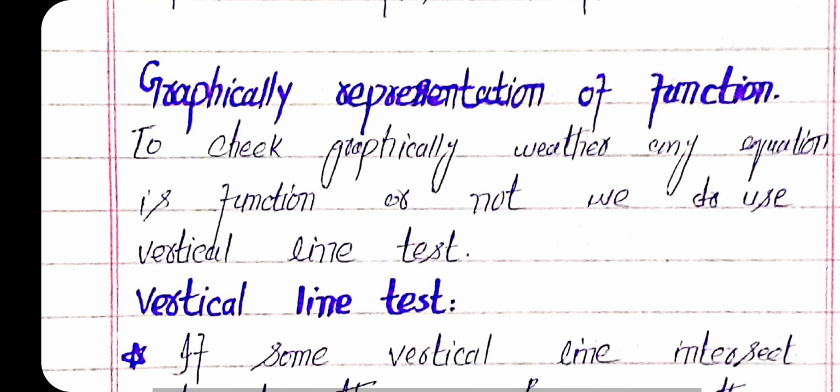If some vertical line, parallel to the y-axis, intersects the graph at more than one point, then it is not a function. If no vertical line parallel to the y-axis intersects the graph more than once, then we call it a function. Now we discuss these terms graphically.